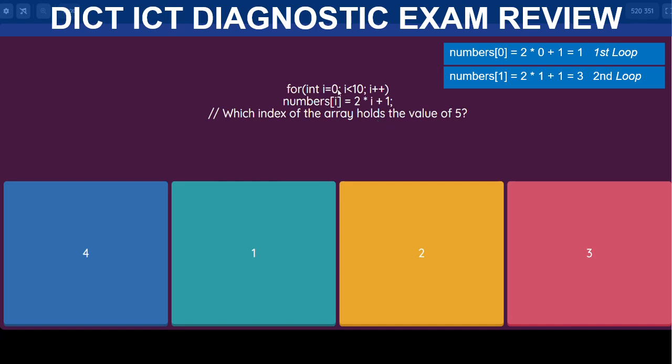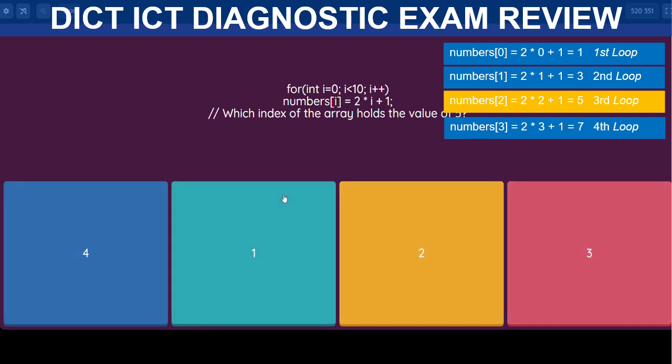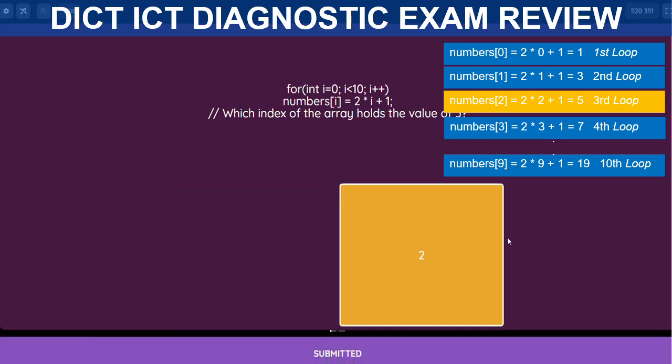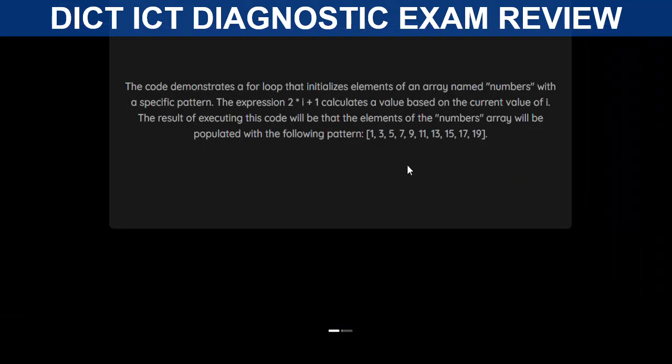After incrementing, i is 1. So 2 times 1 plus 1: 2 times 2 is 4. The next element would be 3. So 3 plus 1, so we have the value. The value of the third element is 5. So the first element is 0, the second element is 3, and the third element is 5. So 5.